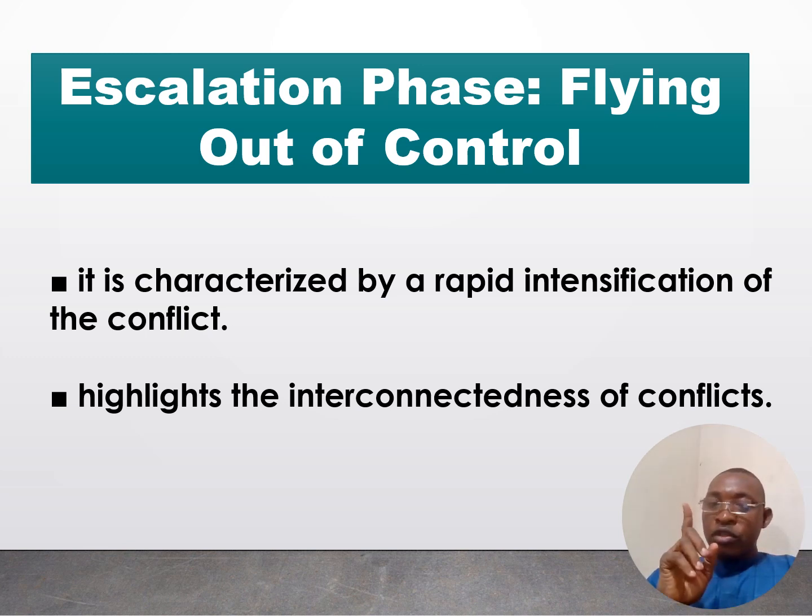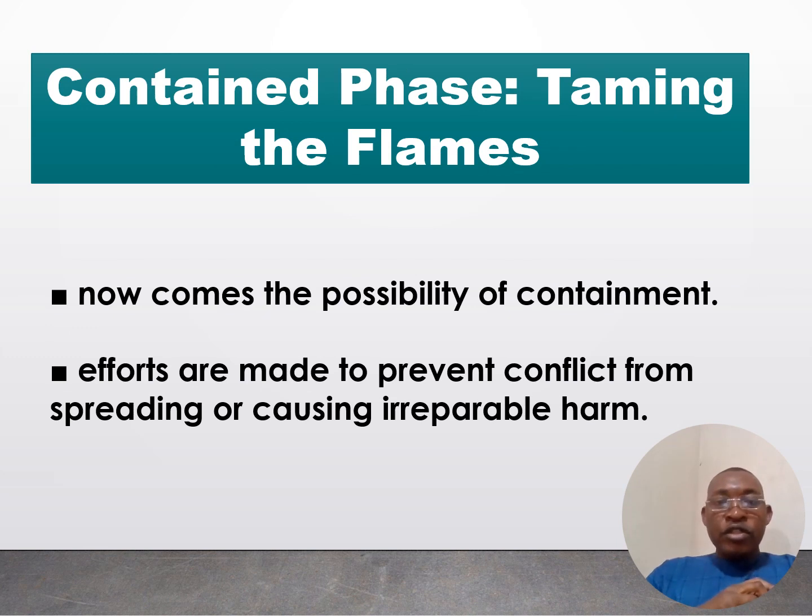The next stage in the conflict cycle is the contained phase. Amidst the chaos, amidst the violence, there arises the possibility of containment. What we're saying is that despite the fact that the conflict has gone to the violent stage, there is still the possibility of containment. The contained phase represents a concerted effort to limit the scope and the impact of conflict.